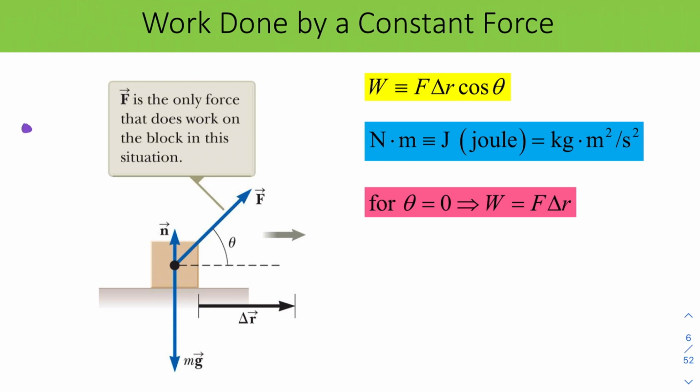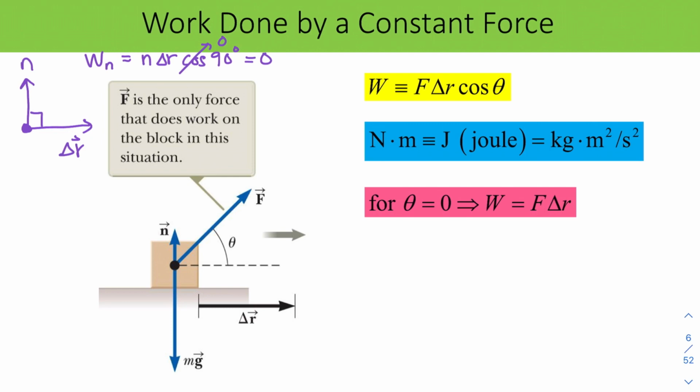This is our object, this is our normal force, and here is our delta R. So the smallest angle is 90 degrees. When you calculate the work done by the normal force, it's normal force times delta R times cos 90, which gives you 0. Zero work done by the normal force.